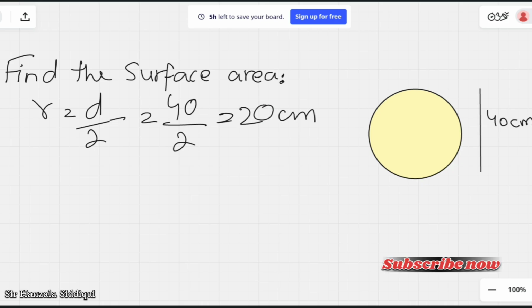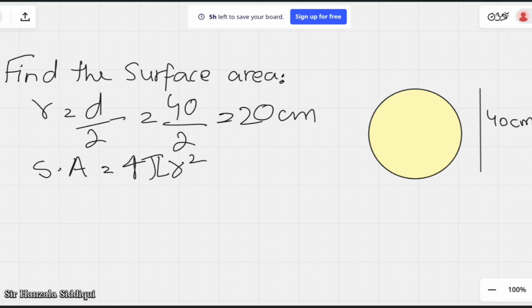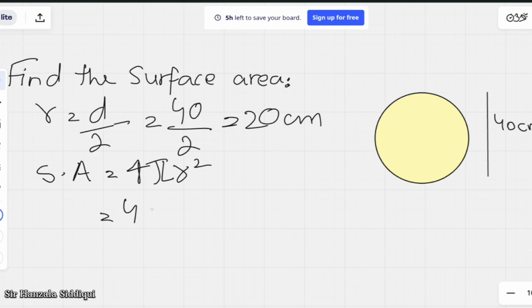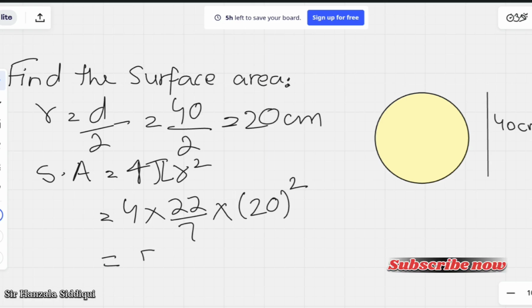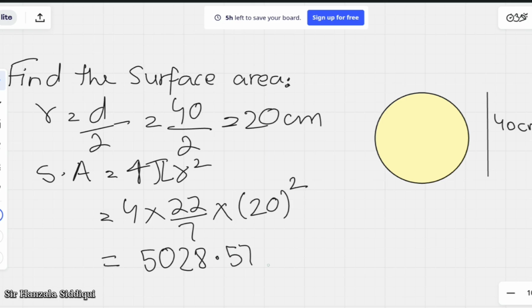Now we find the surface area. The surface area of any sphere body is found using 4 pi r squared. So 4 pi, where pi is 22 over 7, and r is 20, squared. When we put these values into the calculator, we get 5028.57 as the final answer. So this is the way to find the surface area of any sphere body.